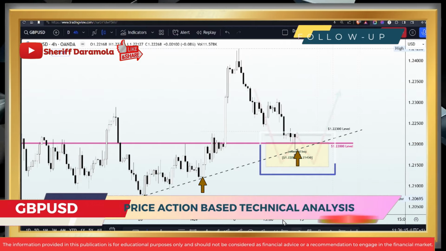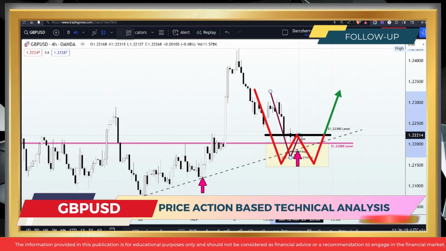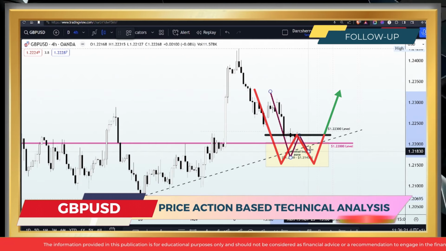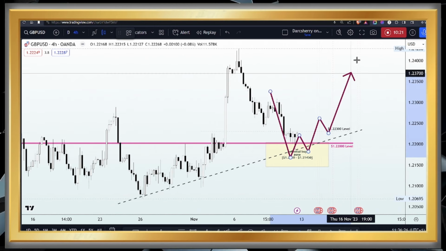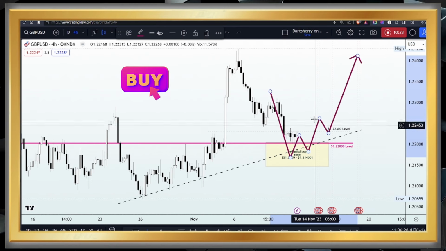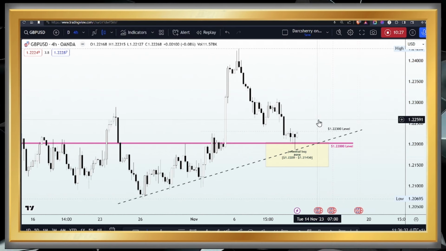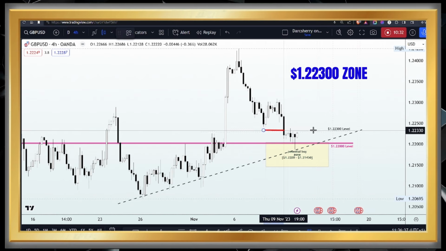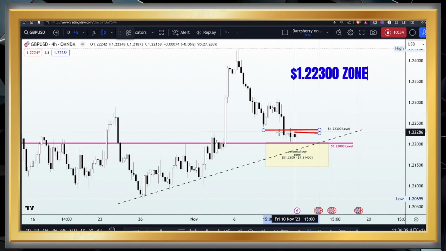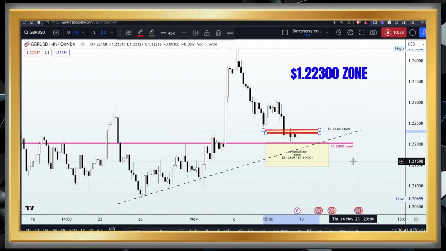So I want to see if the market will give me something like a reversal pattern. It could be a double bottom, head and shoulders, have our neckline marked out, then the breakout and retest of the neckline will be a beautiful opportunity to join an uptrend move. So I still hold on to a bullish bias on the GBPUSD, where I also have another level at the 1.22300 area. If price will break out and retest the structure, I will be looking out for buying opportunities.